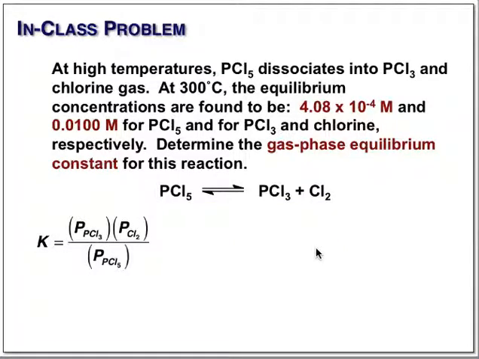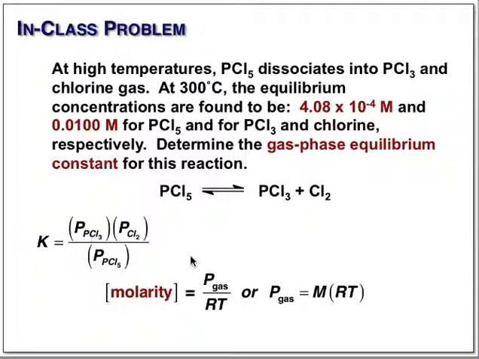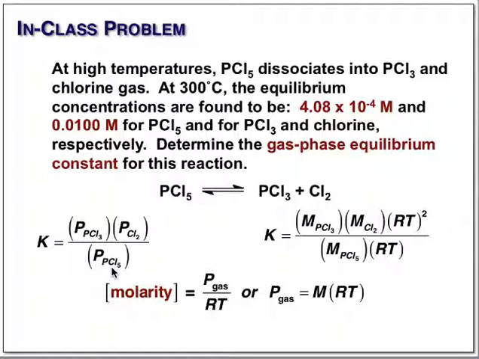All right. Our gas phase equilibrium based on pressures would look like this. We remember, however, that we can take a partial pressure and we can simply substitute in molarity times RT for that pressure. For our numerator then, we could say the molarity of PCl3 times RT is the same as this pressure. Same thing for chlorine. We wind up with RT squared. In our denominator, we have the pressure due to PCl5, and it looks like this.